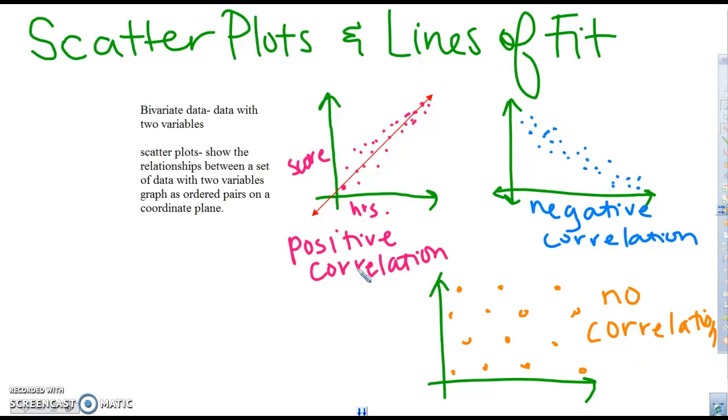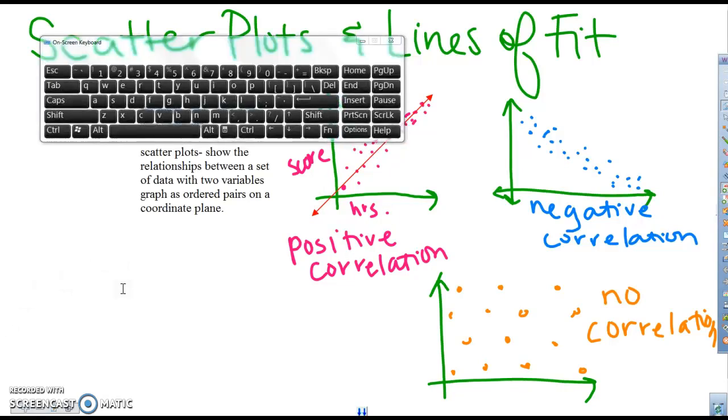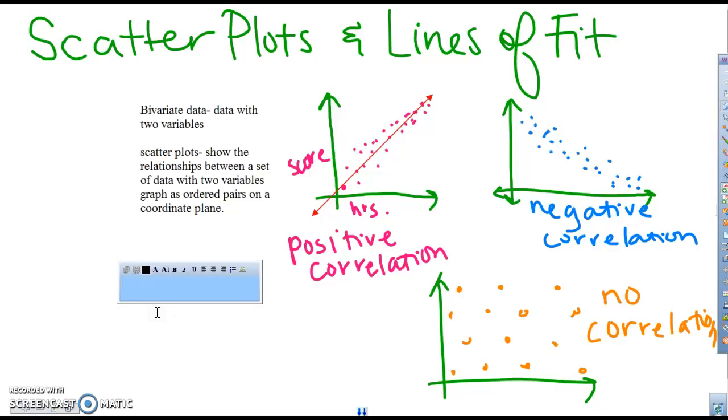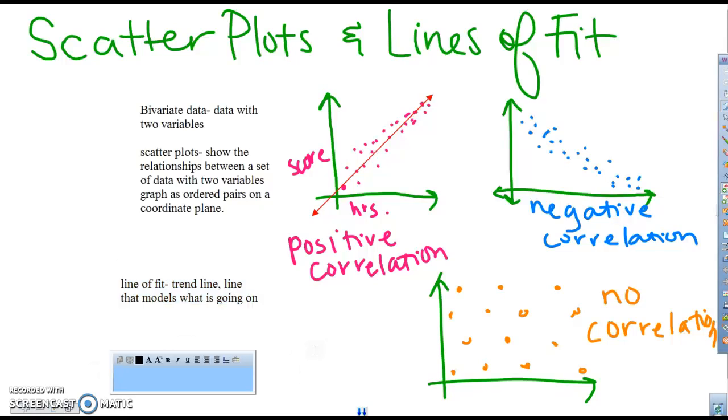Okay? So something we just talked about when we were talking about correlation was a line of fit. And you saw me draw that line of fit through the positive correlation, and I could have easily drawn one through the negative correlation. So a line of fit is defined as a trend line, or a line that models what's going on. Okay? So you'll notice when I say it's a trend line, that just means it's going to hit some of the points. It may not hit all of them. It's just giving you a basic idea of what's going on.